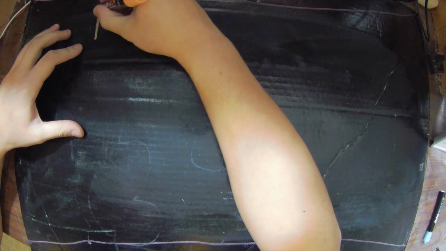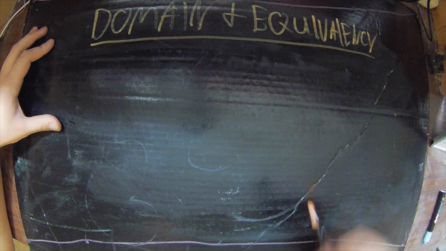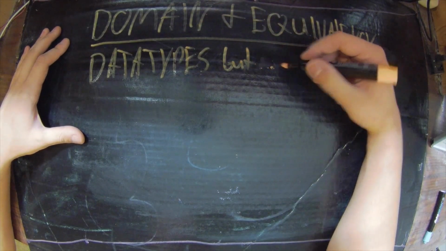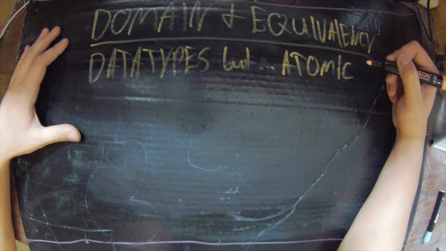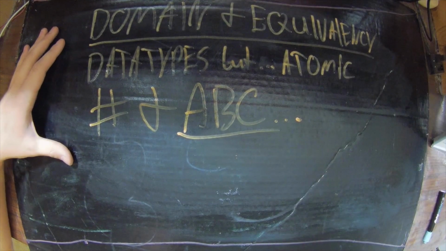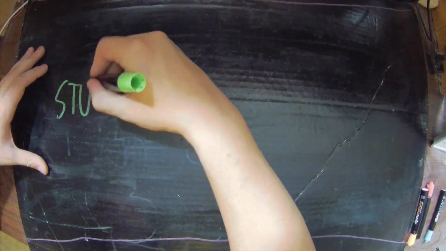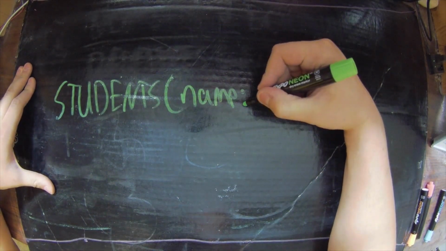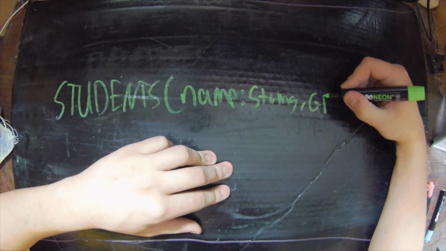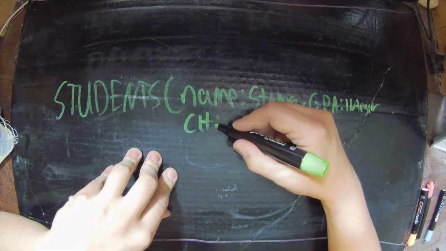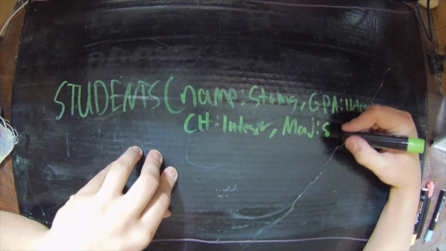And this is because of the domain of the attribute. So think of it as kind of like the attribute's data type, except it has to be atomic, which means it can only be numbers or letters. So you can't have arrays, lists, or anything like that. To define what the domain should be, you simply just write the attribute name, put a colon, and then write if it's a string or an integer.